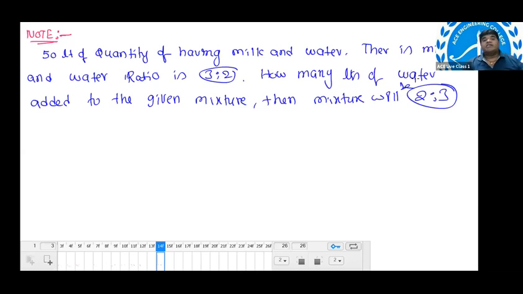Initially, what is the ratio of milk and water? 3:2, meaning milk 3 parts, water 2 parts. After some time, some quantity of water is added to the given mixture. How much water? We don't know. Then the mixture will be changed. In that new mixture, the milk and water ratio is 2:3. So how much water was added? This is the problem. Anyone, if you know the answer, tell me.